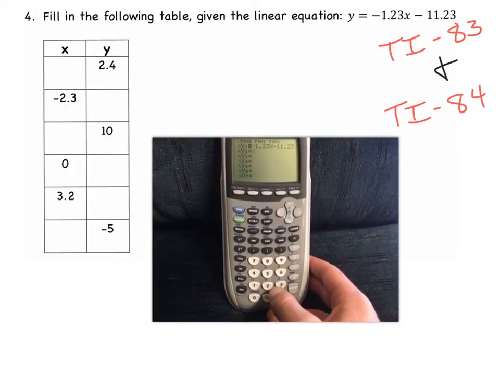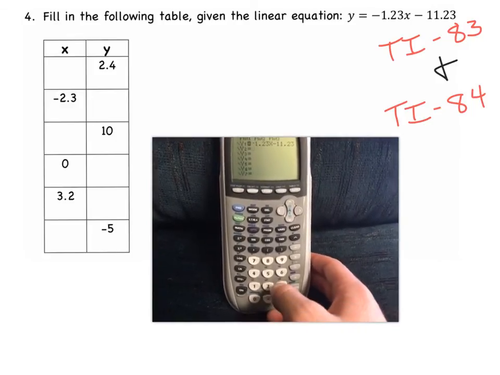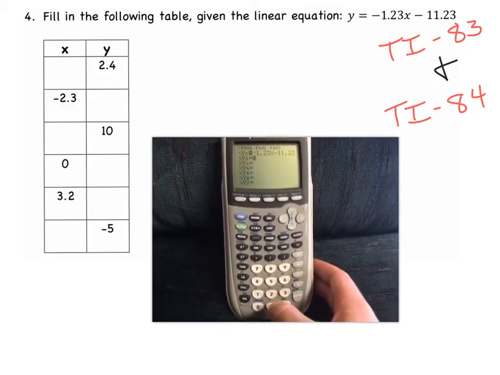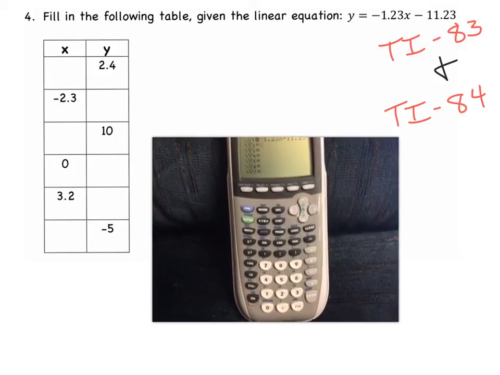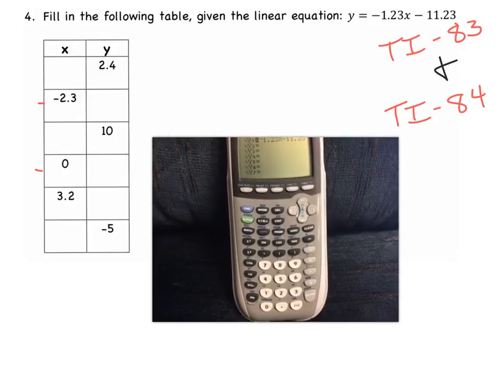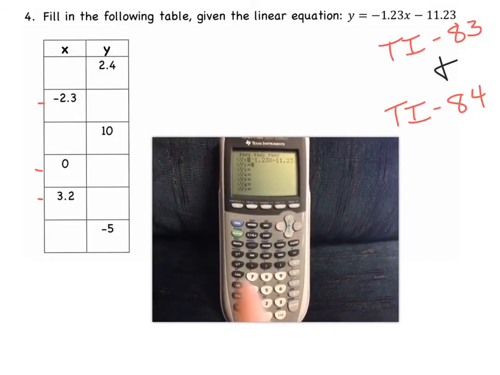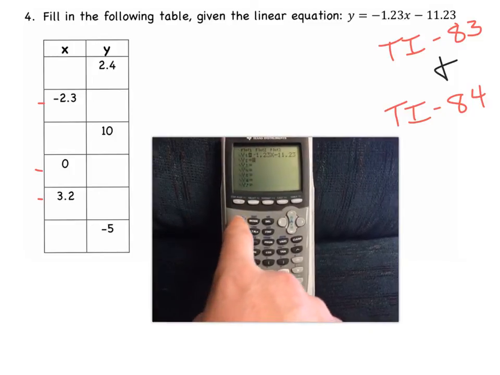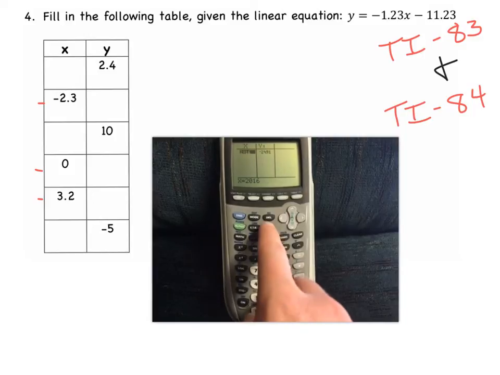Now, we are given 3 different x values over here in our table. So the first thing we want to do when we're given the x value, so I'm going to concentrate on the ones that I put a little dash next to. We're going to do those 3 first. I think they're the easier ones to get. So we're going to go right to our table, so second table. And this is from the last problem, so I'm going to delete that out.